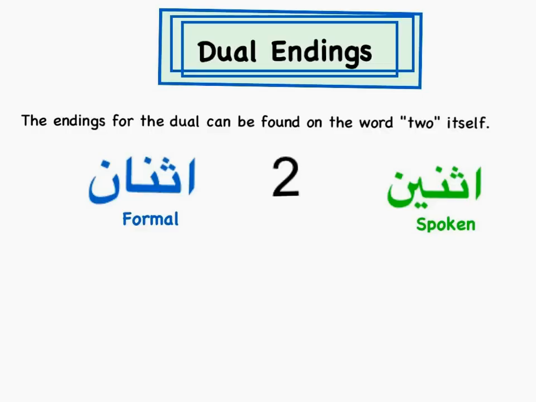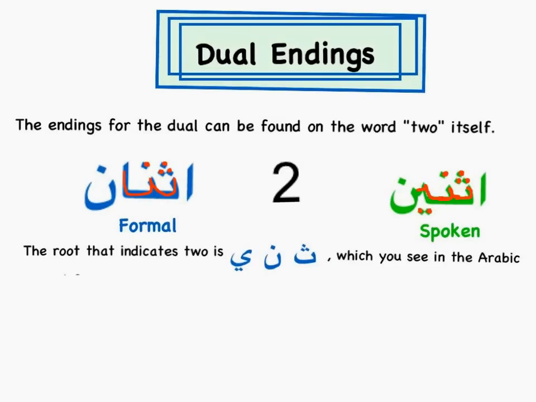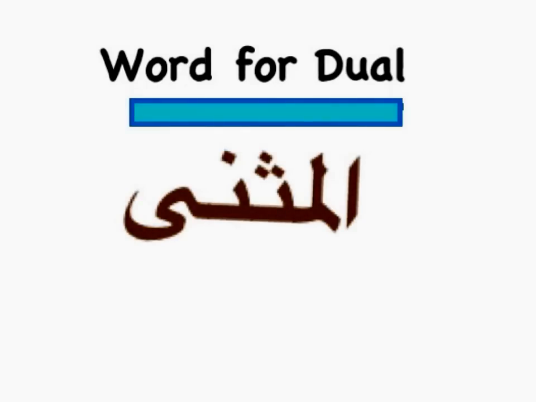The important things to pay attention to here are the endings of each of these words. So the ya noon in spoken Arabic and the alif noon in formal Arabic are both endings that you will see used on words in the dual. Another indicator of the dual is the root tha noon ya. As you can see, this root appears in both the spoken and formal forms. Even though in the formal form, ithnan, we have an alif, we know that alif can never be part of the root in Arabic, so the root letter is actually a ya, so it has the same root, tha, nun, ya. And you can see this root again in the word for the dual in Arabic, al-muthanna, tha, nun, ya.